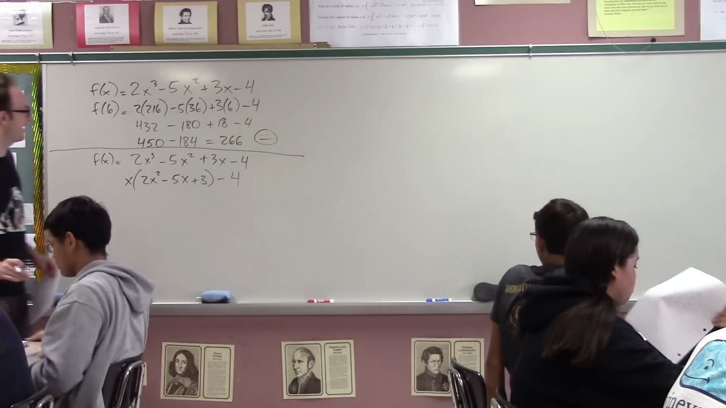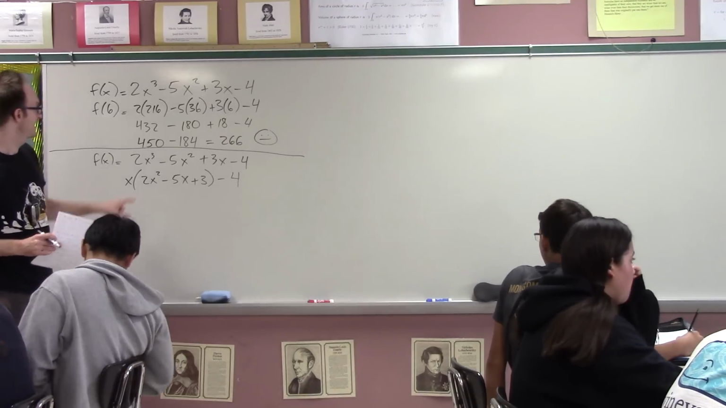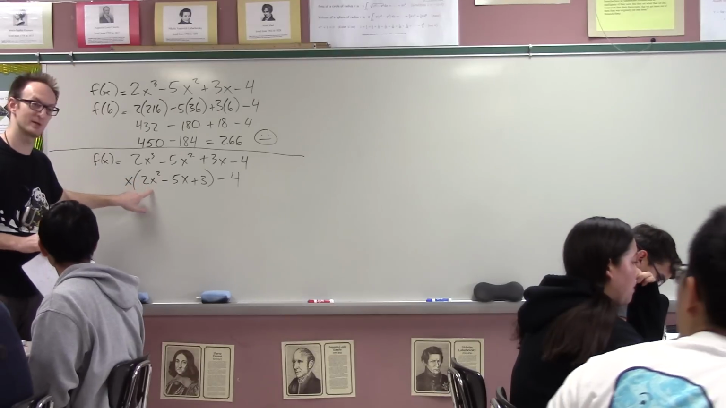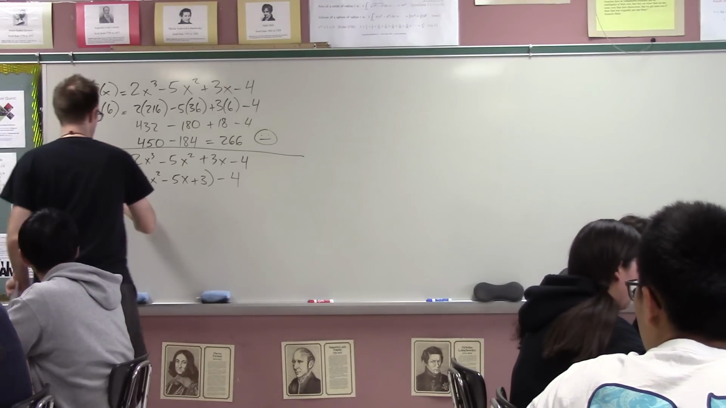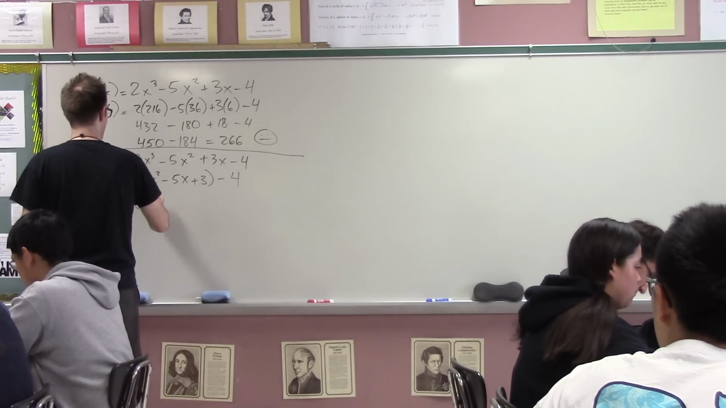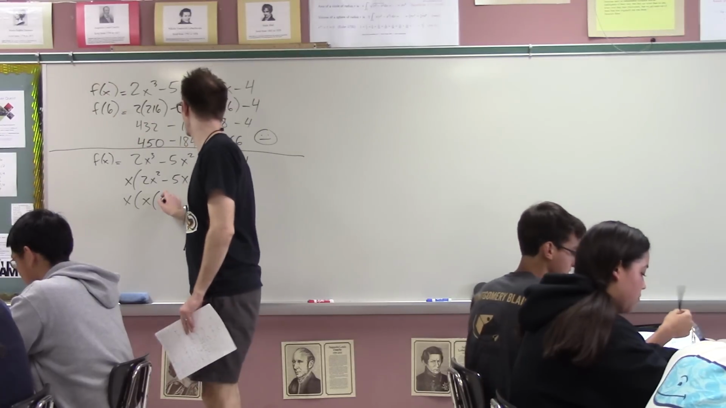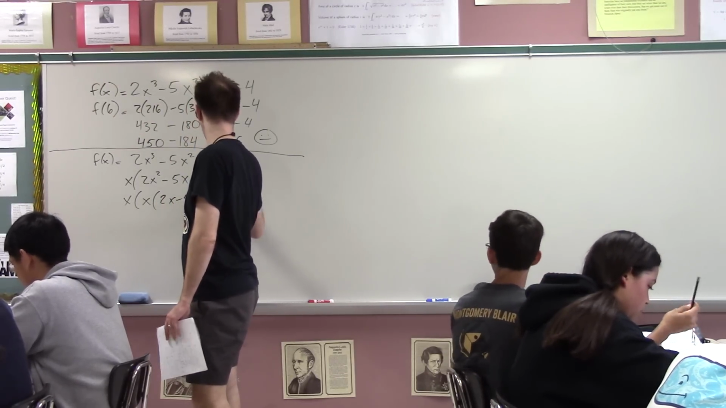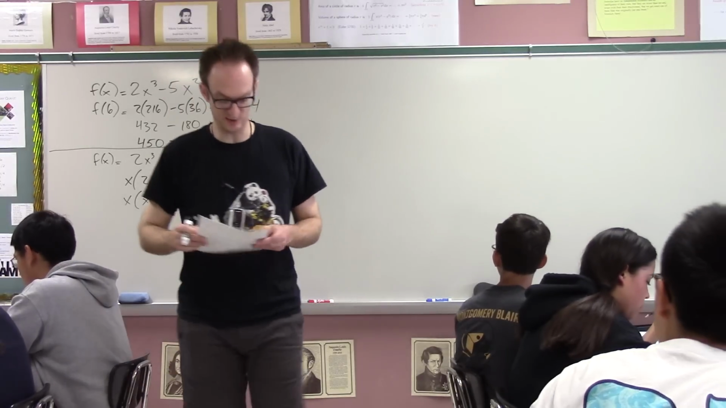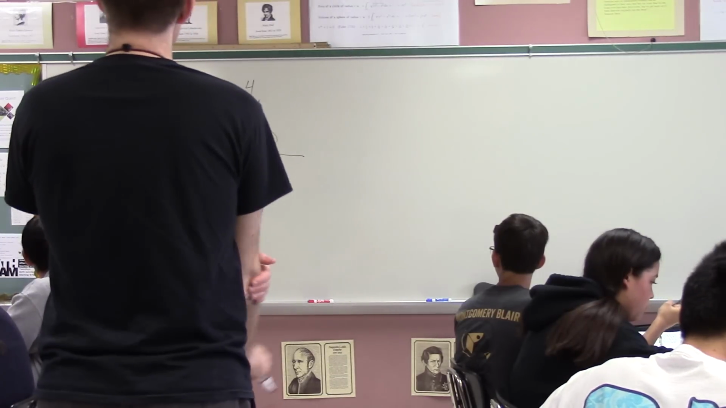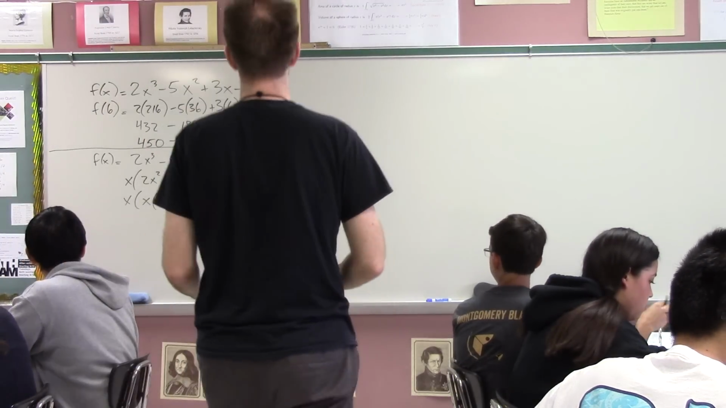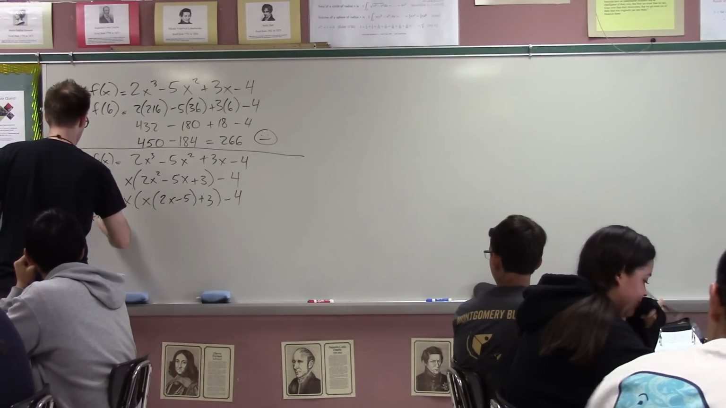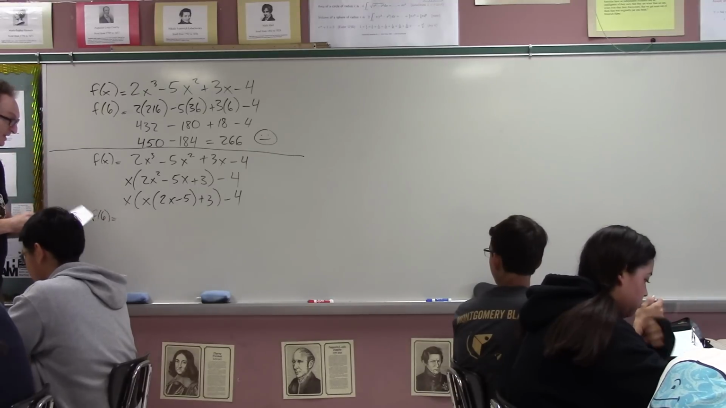Now notice that within this quadratic, these 2 terms also have an x. So take an x out of that. Then that's 2x minus 5, and then plus 3 minus 4. Probably that's good enough. Now, suddenly, in this new world, we can compute f of 6 very, very easily, in our heads even. Watch this.